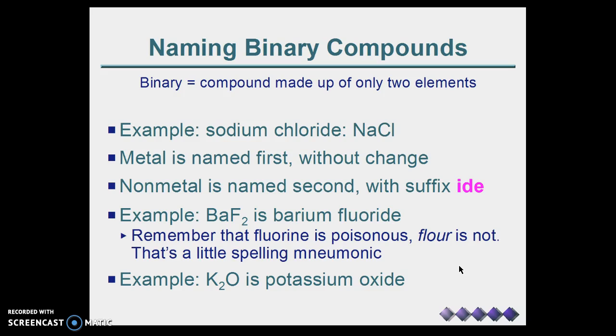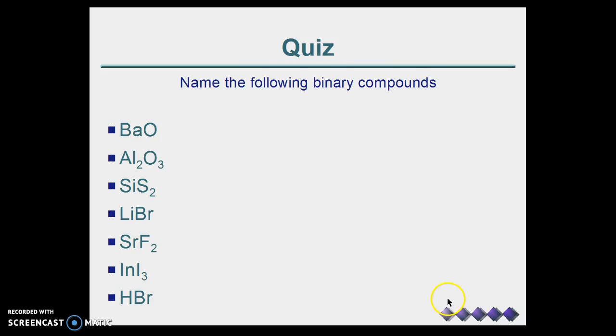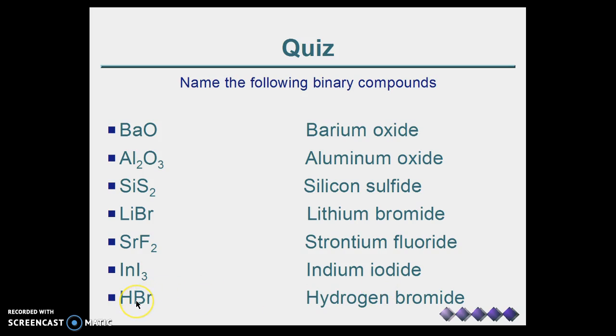K2O is potassium oxide. In the name, in ionic compounds, we ignore the number of atoms, and we also ignore the charge. So, let's name these compounds. Please note, ionic, ionic, mostly ionic, ionic, ionic, mostly ionic. This is a molecular compound. We call this hydrogen bromide. If it was H2Br, it would be called dihydrogen bromide, but it's not. It doesn't have H2.